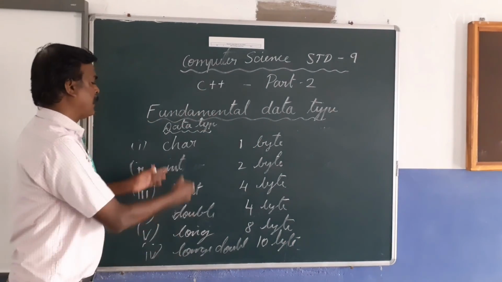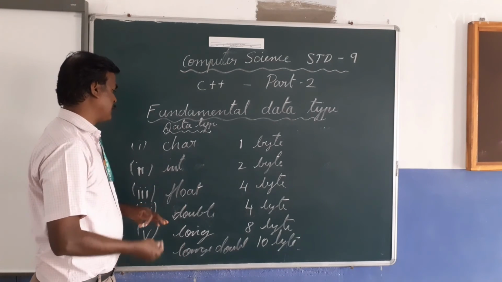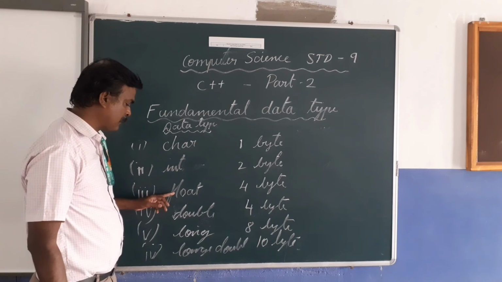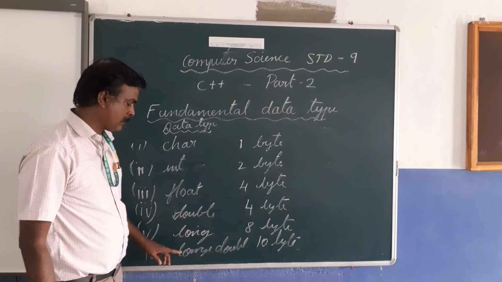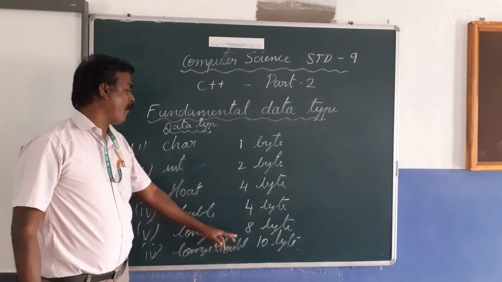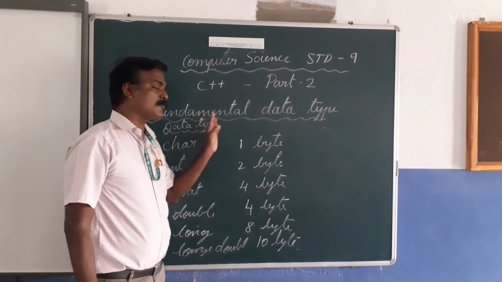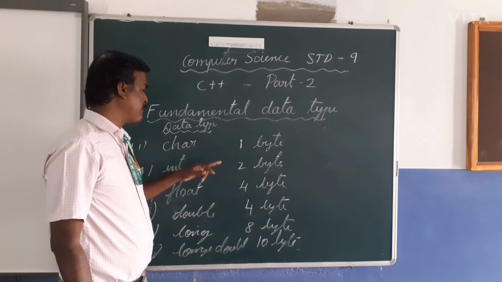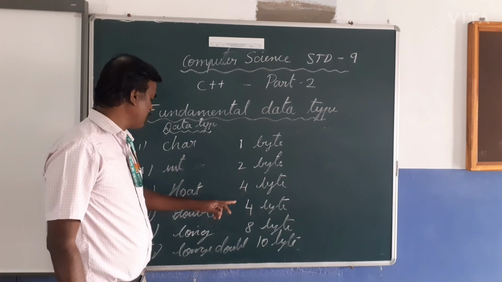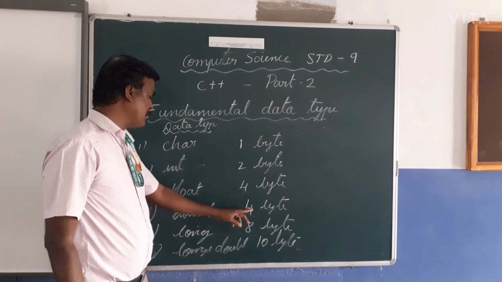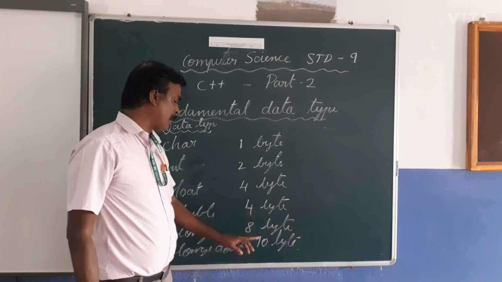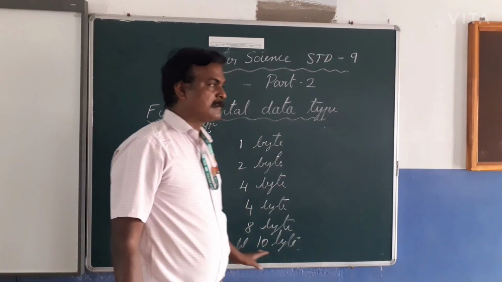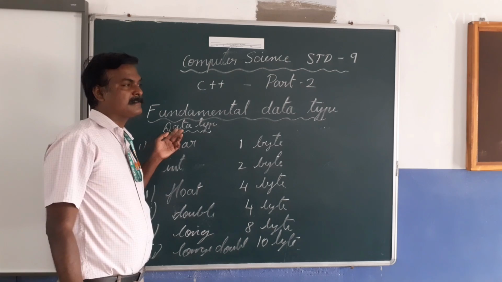So here we are seeing different types of data types: character, integer, float, double, long, and long double. All these data types are stored with different bytes. Character stores 1 byte, integer allots 2 bytes, float allots 4, double allots 8, long allots 8, and long double allots 10 bytes. So this is the fundamentals of data types.